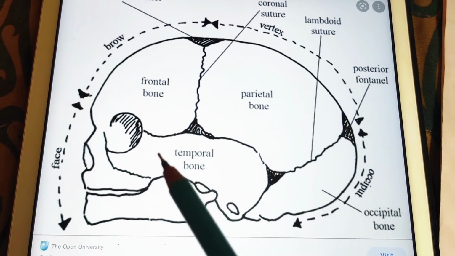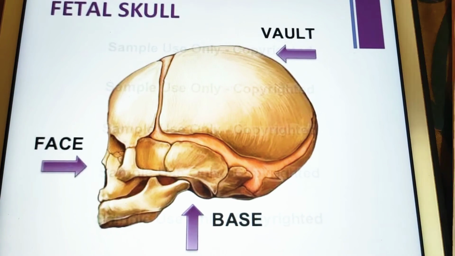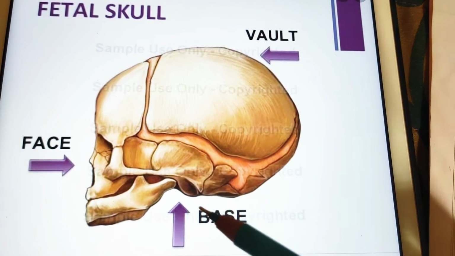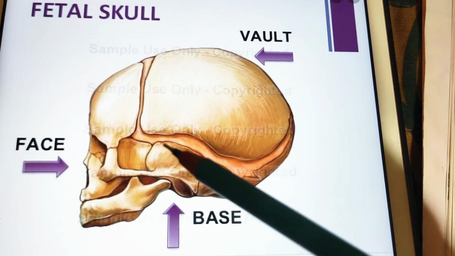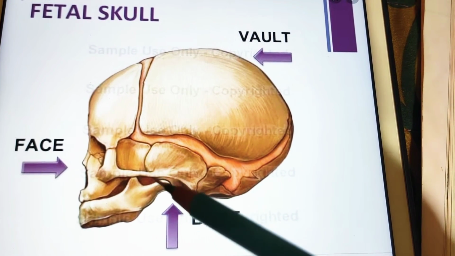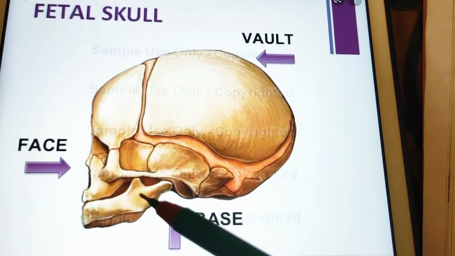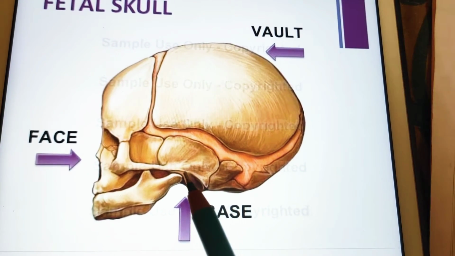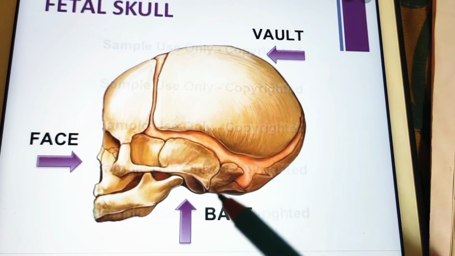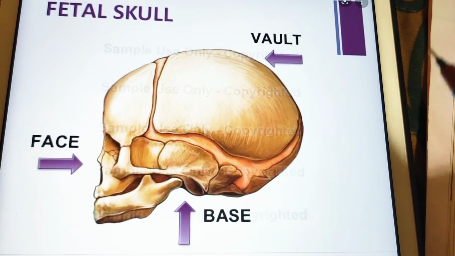And next, coming to the base of the skull. You can see here the base of the fetal skull. The base is short and narrow. Though the internal ear is almost of adult size, the tegmen tympani of the temporal bone has not reached the adult stage. If you see from the base, you can't see the tegmen tympani properly in the base of the skull in a fetus.